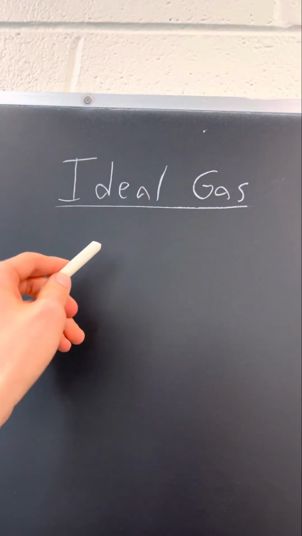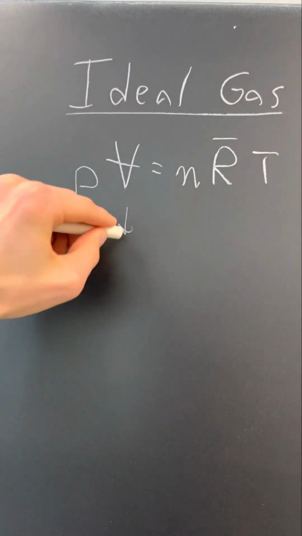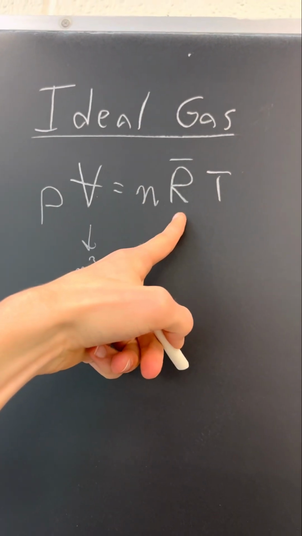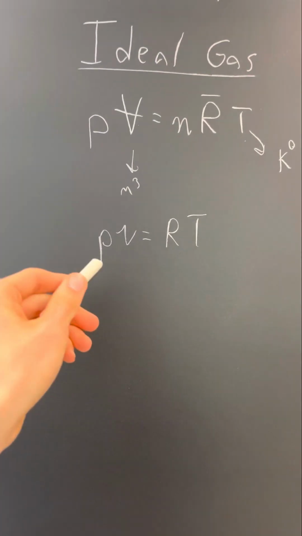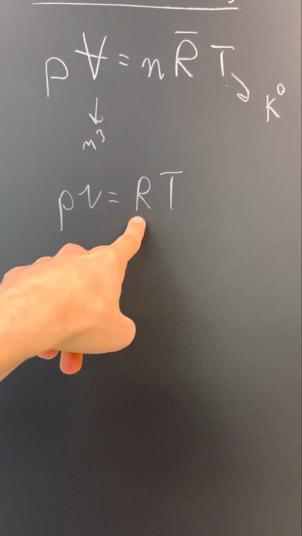Okay, finally we get into some real thermodynamics. We're going to talk about ideal gases. For ideal gases, pressure times volume, this is total volume, so meters cubed, is equal to N, which is the number of moles, times this constant R times the temperature. This can also be written as Pv equals RT, where v is specific volume and R is the specific gas constant.